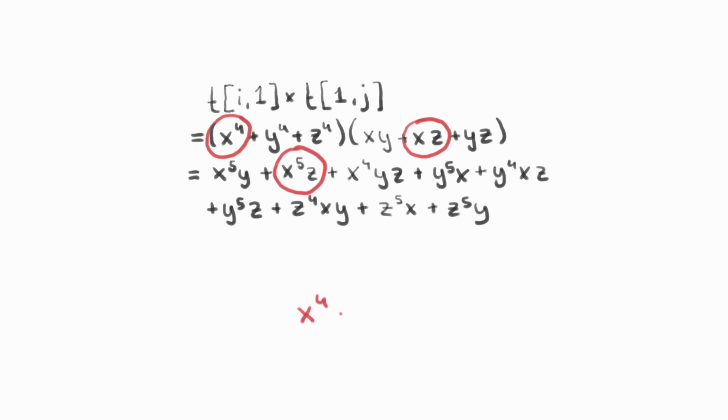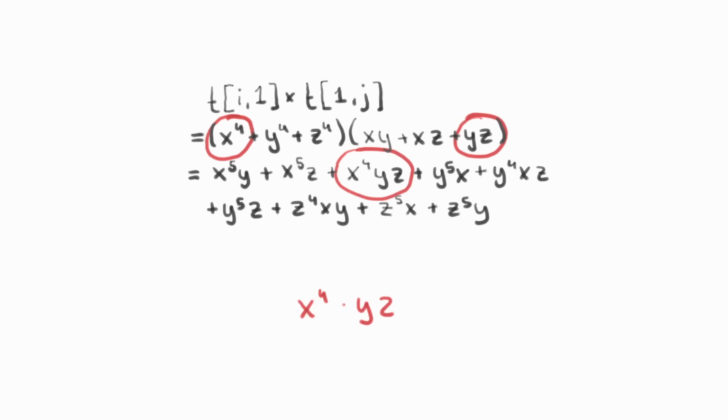If the variable raised to the power of i appears in the term of length j, then their product remains of length j, but the exponent of the distinguished variable is incremented. If the variable raised to the power of i does not appear in the term of length j, then the length of their product is incremented, but the exponent of the distinguished variable stays as is.